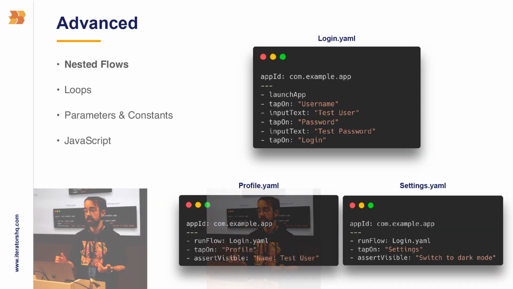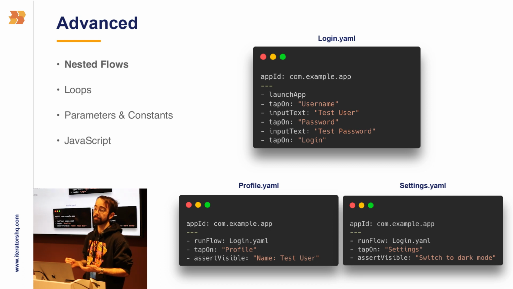So we'll start off with nested flows. In Maestro, you can nest your flows so that you can avoid code reuse and make code easier to maintain simply by putting it into separate files. So if we want to, for example, test something on the profile page and on the settings page, before both of those can be tested, we need to log in. We do that by simply having a separate test flow, login, and then we run it using run flow in the profile and settings tests.